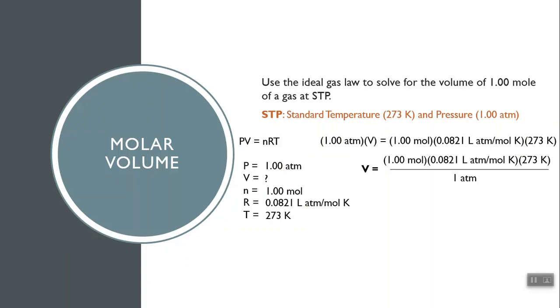Our like units will cancel out and we're going to be left with liters. So volume is equal to 22.4 liters. So what does this mean? At standard temperature and pressure, and because we're going to see this again, at STP, 1 mole of any gas at STP is equal to 22.4 liters. So that is the volume of 1 mole of any gas at STP.